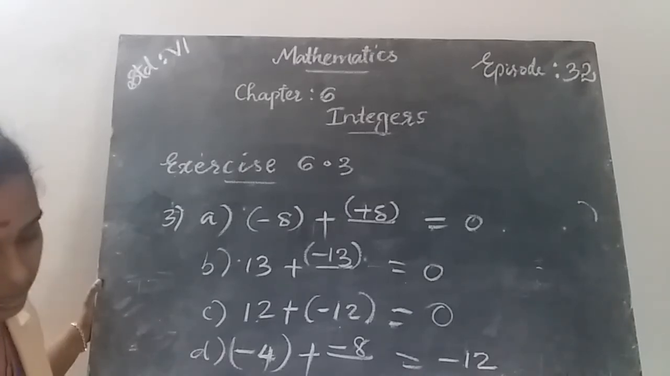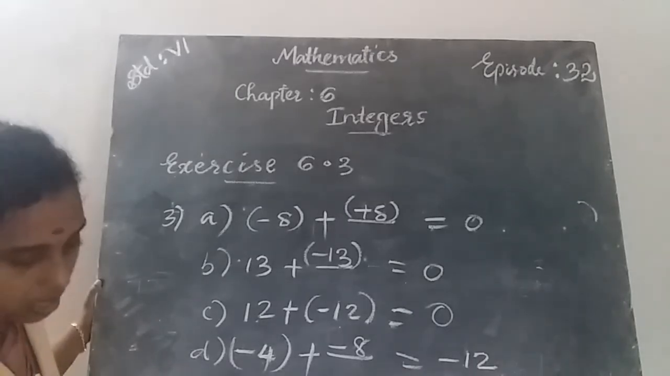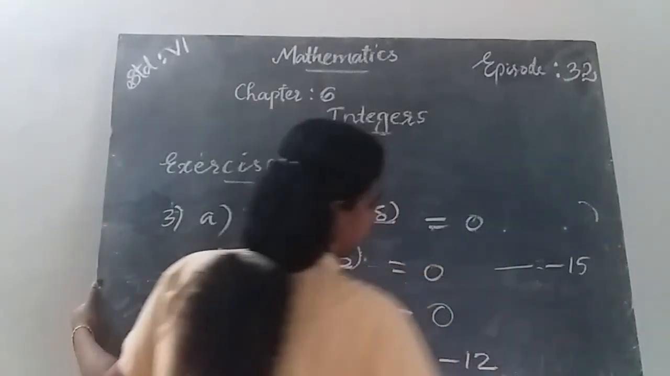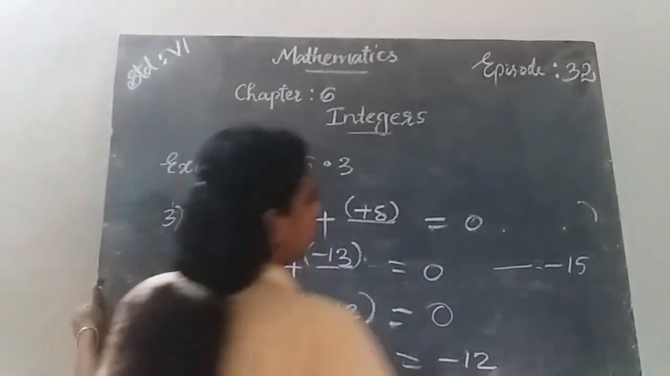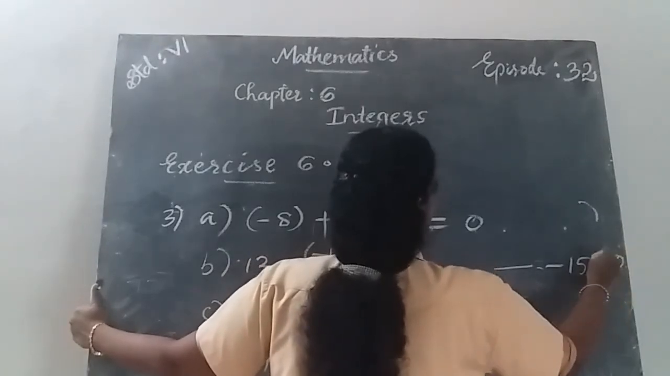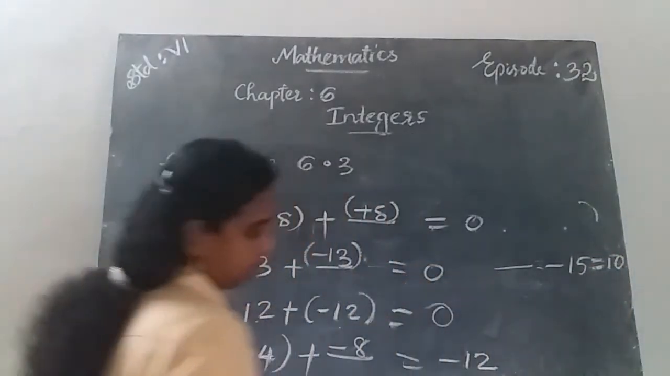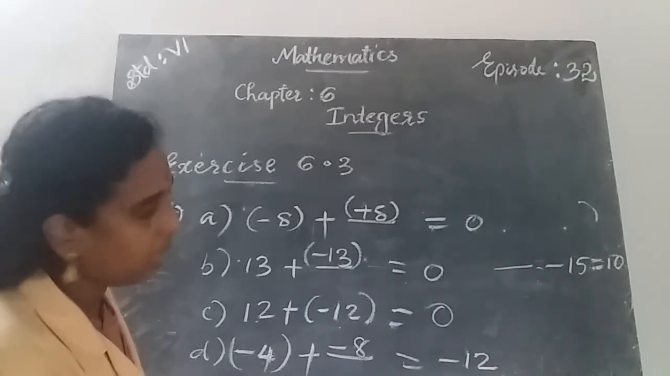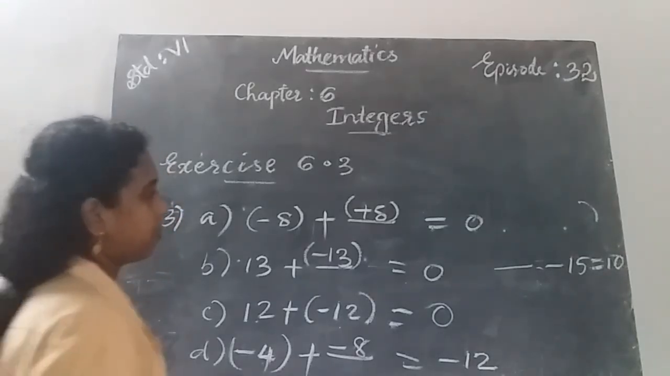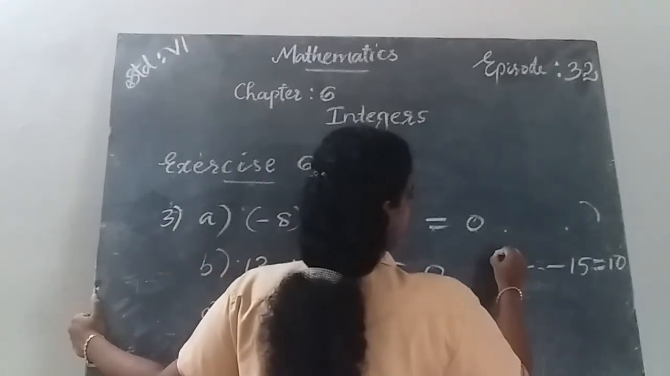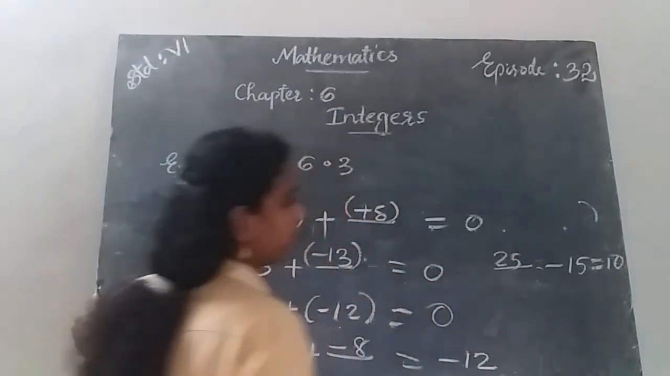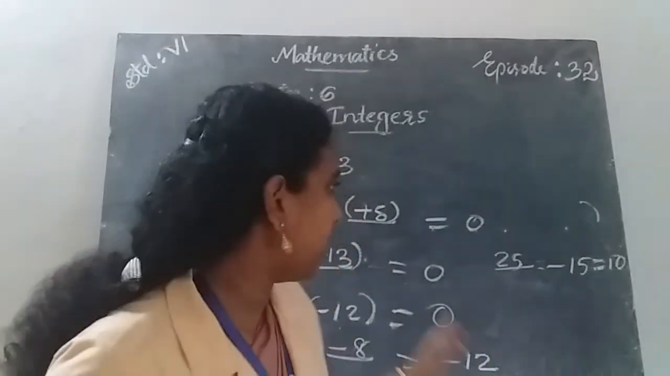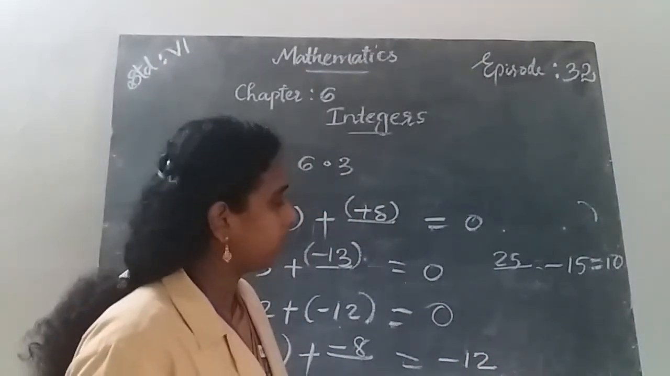Then next one is dash minus 50 is equal to 10. And here dash minus 15 is equal to 10, and the answer is 25. 25 minus 15 is equal to 10. Okay.